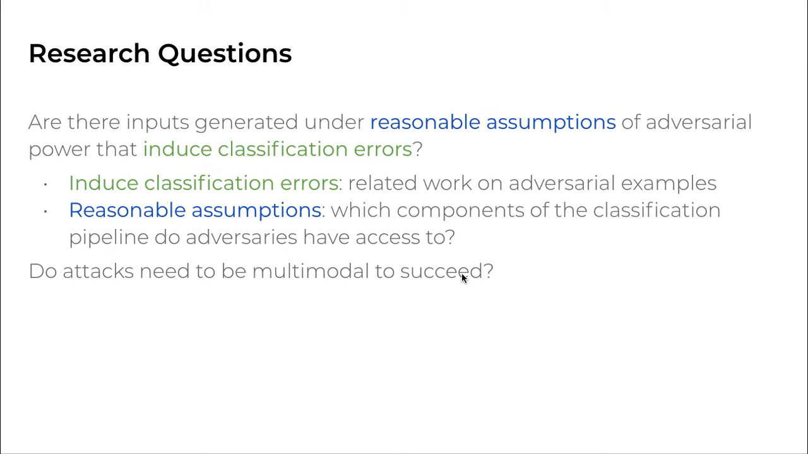So our goal in studying these models is going to be to understand how classification errors can be induced under reasonable assumptions. And importantly, we're going to try and understand if you need multimodal attacks in order to attack these models, or if attacking only one modality is enough. So what do we mean by reasonable assumptions?